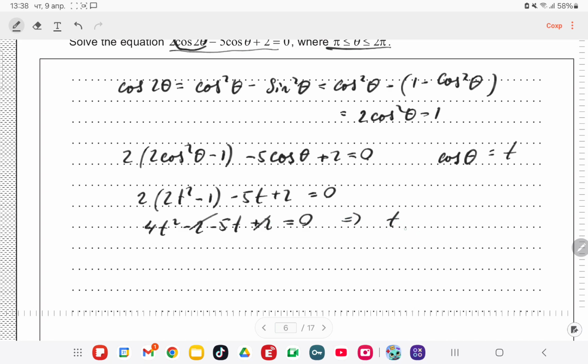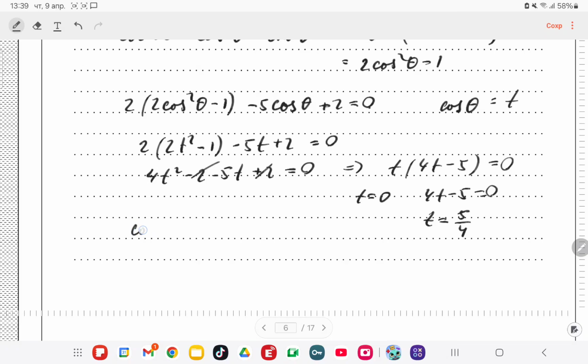So we will have the equation t(4t minus 5) equals 0, making t out of brackets, and then equate each factor separately. So t is equal to 0, or t is equal to 5 over 4. Since t is our cosine, t equal to 0 is a root. But there is no root if cosine is equal to some number which is more than 1. So here there are no roots, right? Because the range of cosine is from minus 1 to 1.